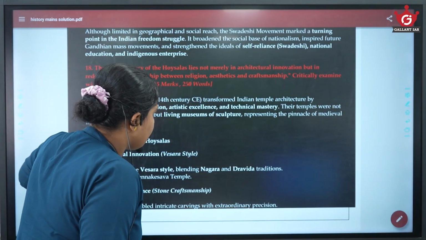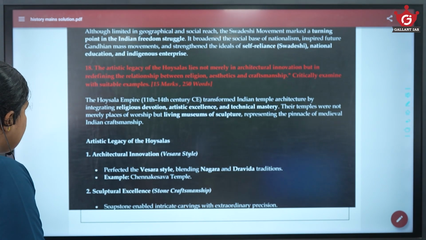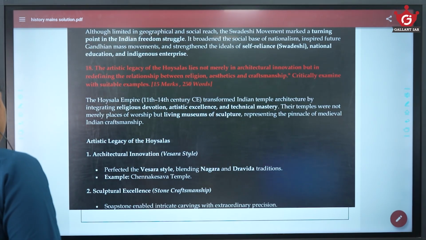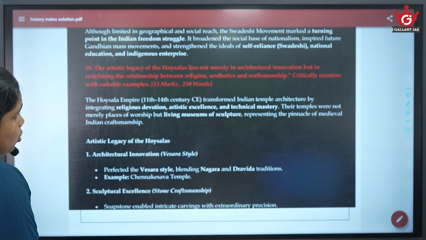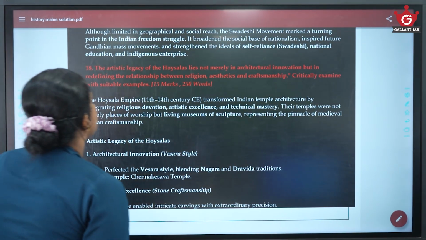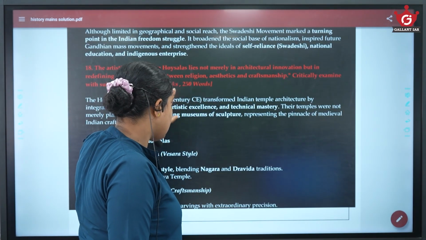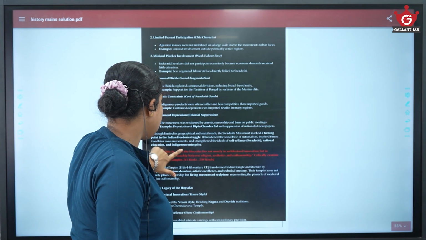Next is a question from art and culture. It's about Hoysalas. The artistic legacy of Hoysalas lies not merely in architectural innovation, but in redefining the relationship between religion and aesthetics, okay, and craftsmanship. Critically examine. So you can give a decent introduction regarding Hoysala, like you should mention the time period, which is a very value addition to your answer.